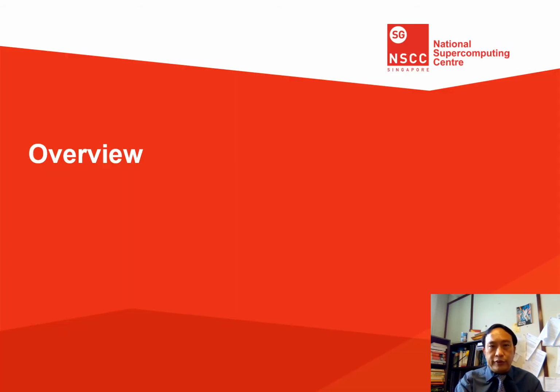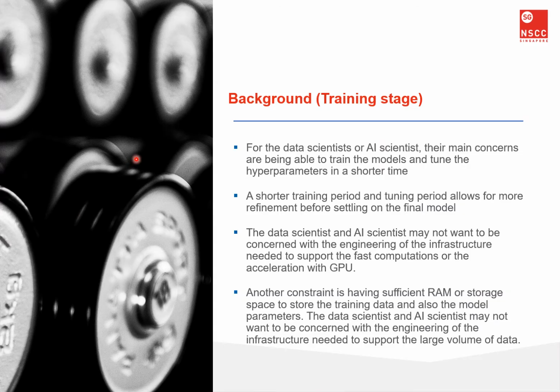So just first, the overview or the background. To set the stage, why are AI scientists so concerned about performance? Why do we need to be able to perform the training very quickly? For data scientists or AI scientists, one of the main concerns is being able to train and tune the models in a shorter period of time. By having sufficient resources to do the training in a shorter time, we have the time to have more cycles of refinement before delivering the final product.